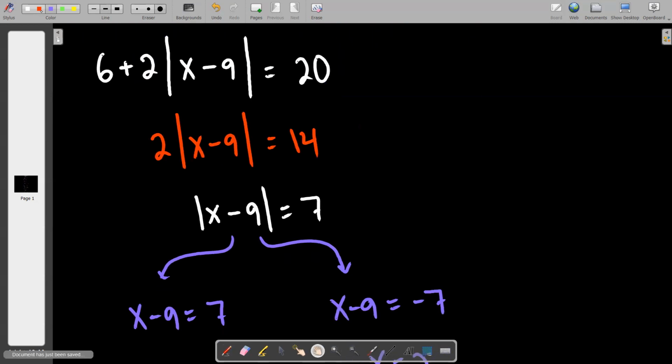Like if you put 16 right here where the red arrow is, it's kind of fun. What's 16 minus 9? 7. The absolute value of 7 is 7. 2 times 7 is 14, plus 6 is 20. Neat.